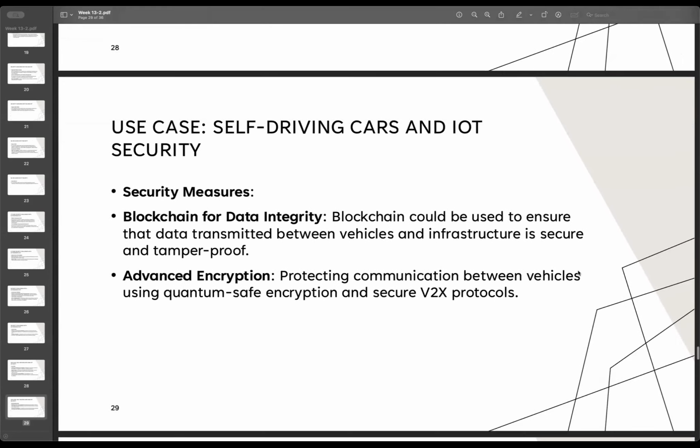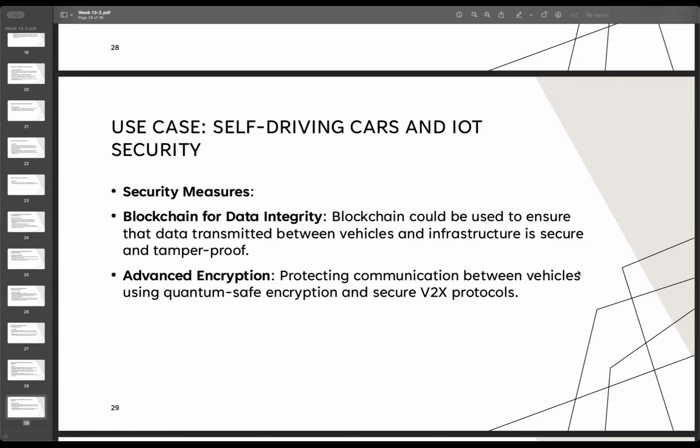And maybe we can also use some security measures. Okay, if you remember, we learned about blockchain. Blockchain for data integrity, so we can use it to ensure the data transmission between vehicles and infrastructure is tamper-proof. If you remember blockchain, all the vehicles can work as a blockchain. So once you change one vehicle's information, when it tries to match the data integrity, other vehicles say, okay, this one has been altered, it is not correct.